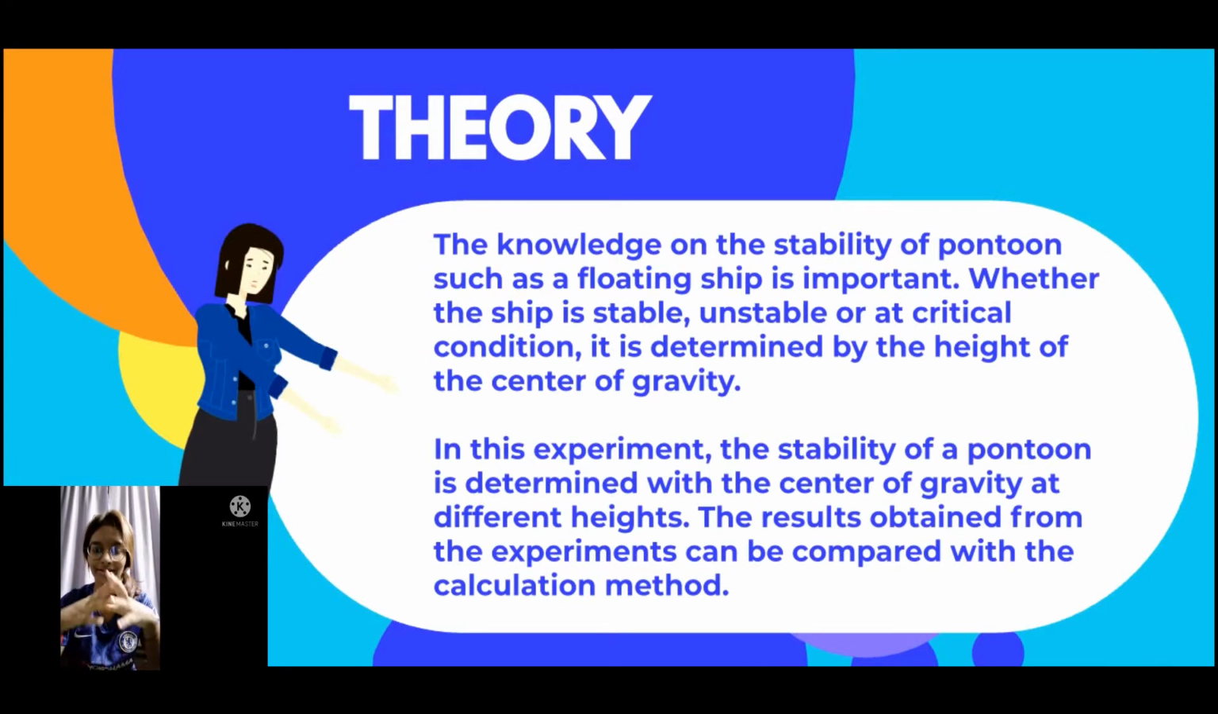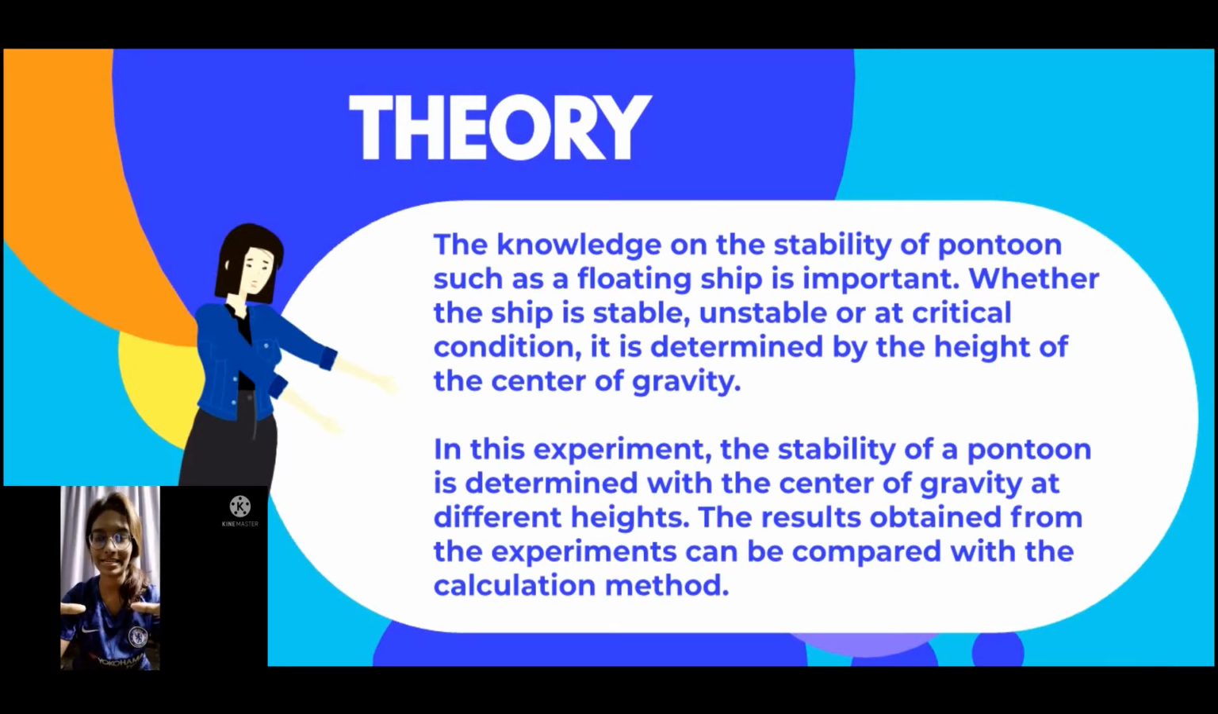Okay, the theory about the application in our experiment. So basically, when it comes to conducting our experiment, the stability of the ponton is determined with the center of gravity at different heights. The results obtained is compared with the calculation method. Thus, there are so many kinds of units, symbols, representations are used when calculating the results. Those can be obtained in the slide and also in our PowerPoint, which we have presented to you.